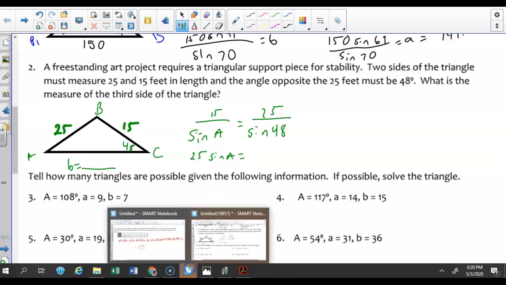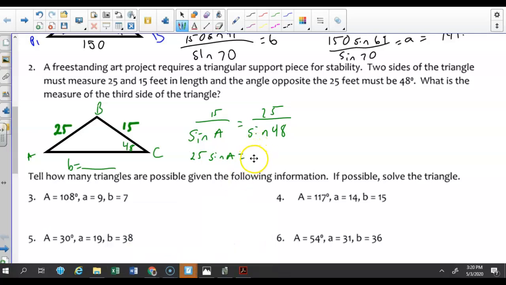And that is equal to 15 sine of 48. All right. So what we've got to do now is isolate sine of A. So I'm going to divide by 25 on both sides. All right, divide by 25. So now I have sine of A equals 15 sine of 48 divided by 25.